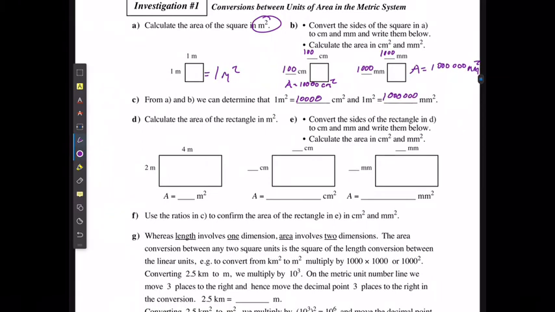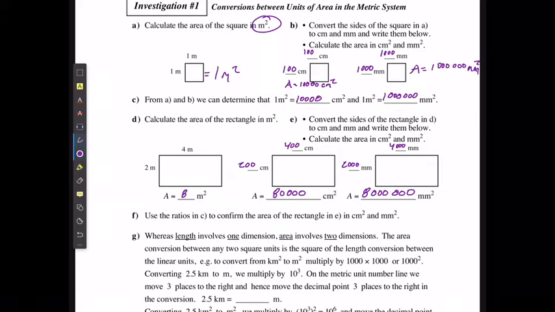I could do the same thing if I wasn't starting with the unit of 1. So in this case, we're going to do the same thing with a rectangle. If I have 2 meters by 4 meters, then that's going to give me 8 meters squared. In this case, if I convert the meters into centimeters, I have 400 centimeters by 200 centimeters, which means that I actually have 80,000 centimeters squared. Or if I do it in millimeters, I have 4,000 millimeters by 2,000 millimeters. I have 8 million millimeters squared.